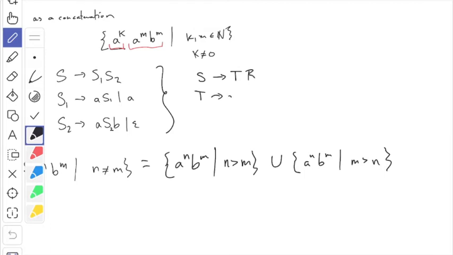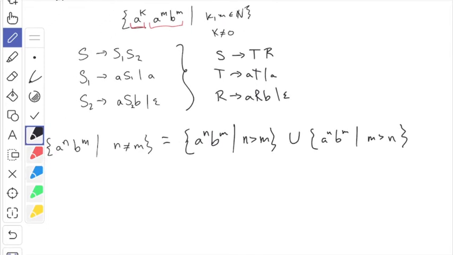T goes to AT or A. R goes to A, R, B, or epsilon. I'm doing that so that I can just reuse the same thing with ones and twos, because basically the answer for this example that we're doing now is the same, but has kind of two parallel versions of the same thing. So my answer for this one is going to be S goes to S1 or S2, the bar.